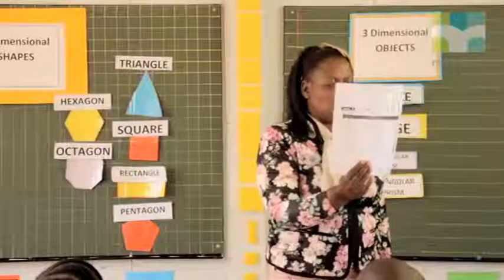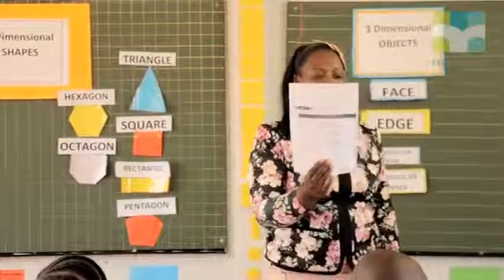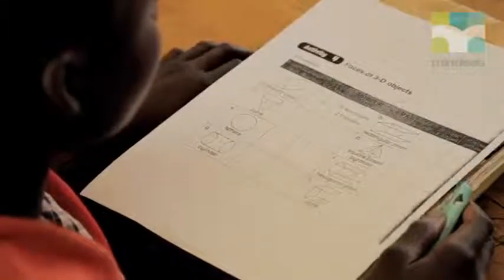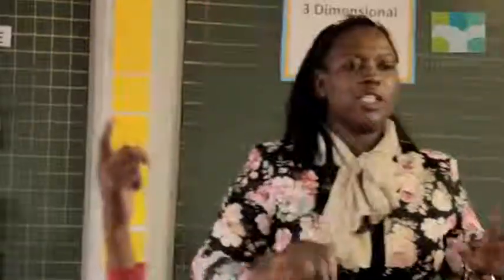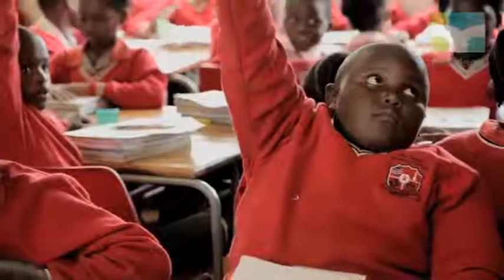There are 5 faces. We've got 3 rectangles and 2 triangles. So you're going to count the number of faces that we get on those other objects. After learners have worked on their worksheet, for me to check if they've understood the lesson that was taught during the day, I allowed them to report back to the classroom.